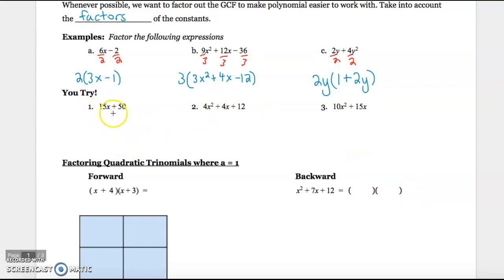So 15, oh, you're supposed to be pausing for the record when I say that, or else it's not enough time. So 15x plus 50, I think those are both divisible by 5, so I'm going to go ahead and pull out a 5. 15x divided by 5 would give me 3, and then that x is still in there. 50 divided by 5 is 10.